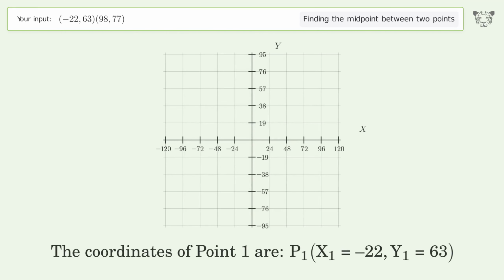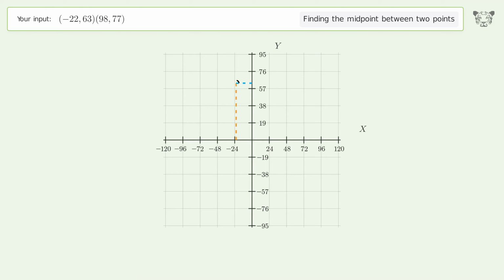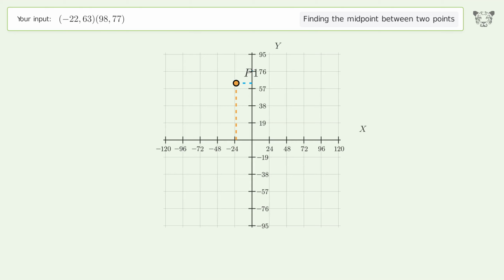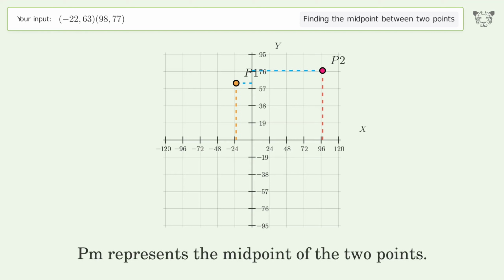The coordinates of point 1 are, x1 equals -22, y1 equals 63. The coordinates of point 2 are, x2 equals 98, y2 equals 77. PM represents the midpoint of the 2 points.